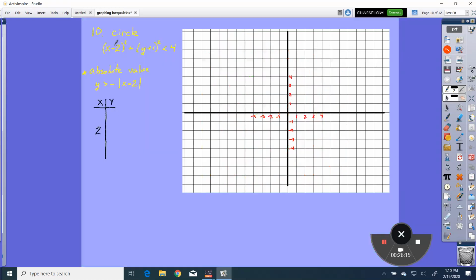Okay, number 10. So circle, positive 2, negative 1. So positive 2, negative 1. Square root of 4 is 2, so the radius is 2. It's going to be dotted. Okay, so there's my dotted circle. It says it's less than, so that's everything on the inside.